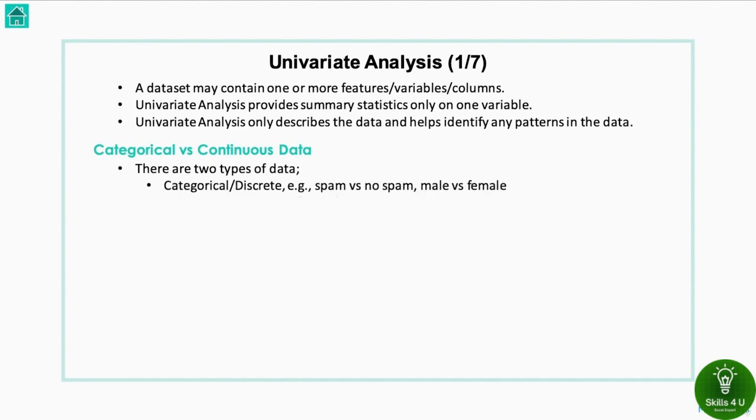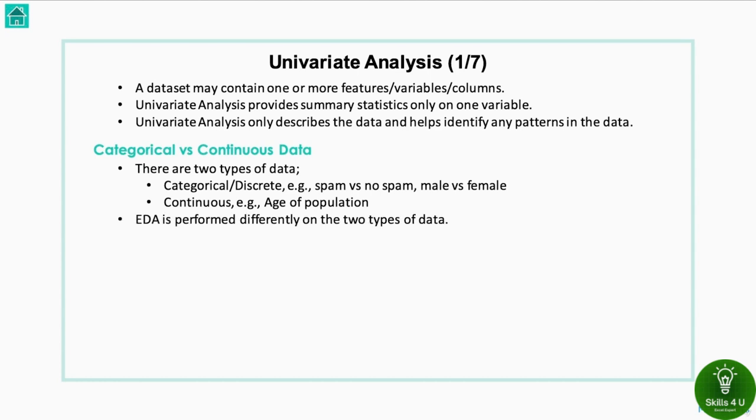Categorical data is the data which is discrete, i.e., which can be classified into different categories, e.g., an email could be spam or no spam. On the other hand, continuous data is the data that can take any value, e.g., height of population, etc. We will see how we can perform univariate analysis on the two types of data.